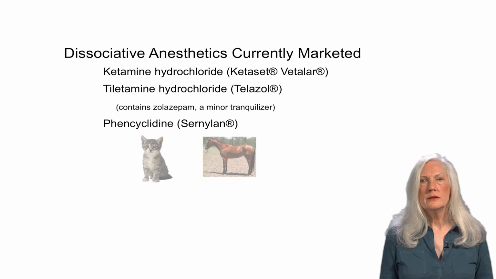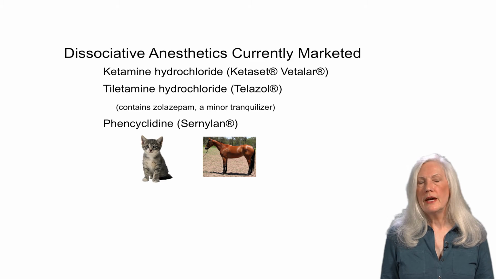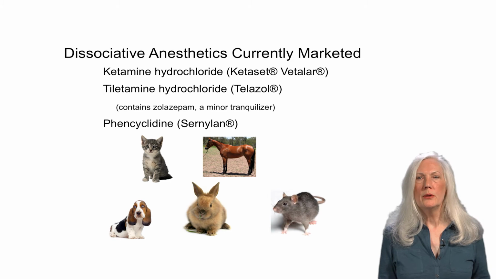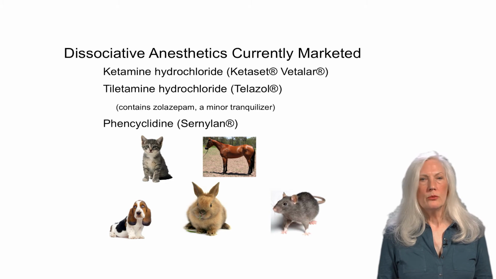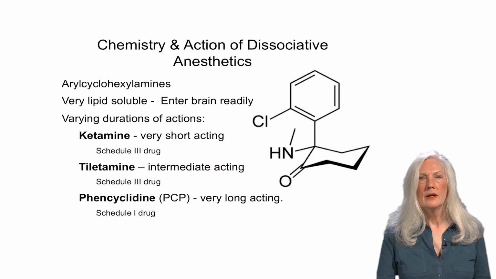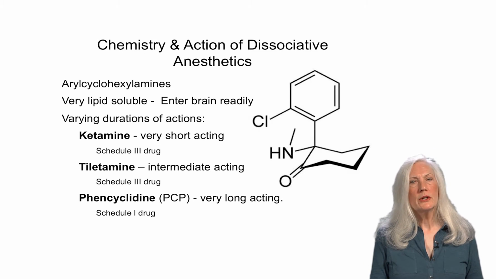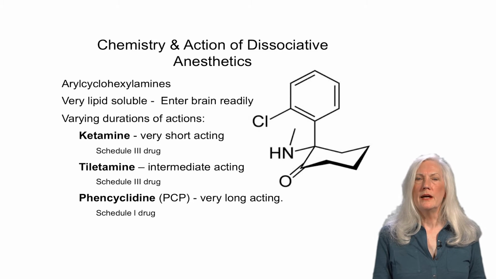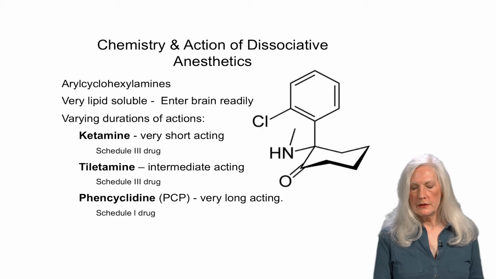The species in which these compounds are most widely used include the cat and horse, but combinations of these compounds with an appropriate sedative are also common in the dog, rabbits, and many laboratory animals, including rodents. The dissociative anesthetics are cyclohexanones, structures that are obviously not like that of barbiturates. They're very lipid-soluble and enter the brain easily.